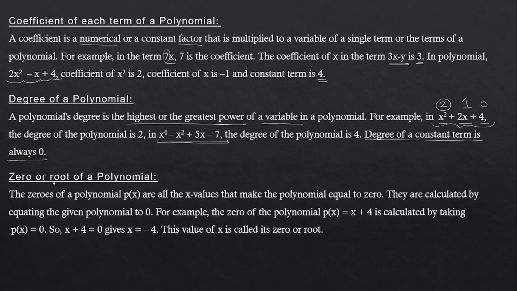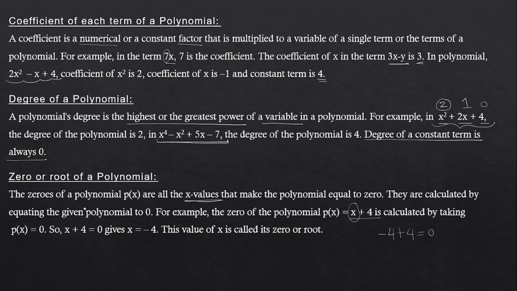Next is a zero or a root of a polynomial. The zeros of a polynomial are all those x values that make the polynomial equal to 0. What do we mean by that? For example, consider this polynomial, x plus 4. Now, what value of x will make this polynomial's value equal to 0? That is minus 4, because minus 4 plus 4 makes it 0. So minus 4 is called the root or the zero of this polynomial. So, let us see again: all those x values that make a polynomial equal to 0 are called its zero or root.